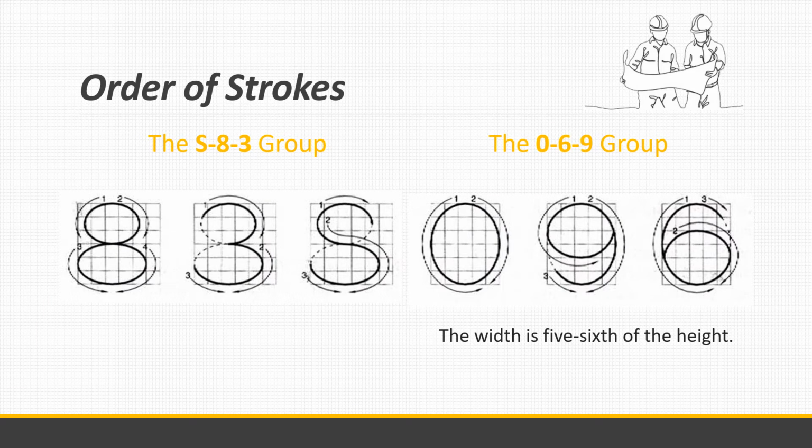Next is S83 and 069. There are numbers included too. The S83: a perfect S and 3 can be completed to a perfect 8. So the 3 and the S come from the number 8.